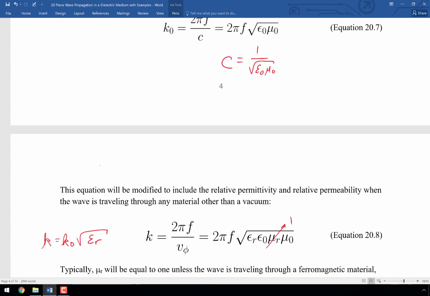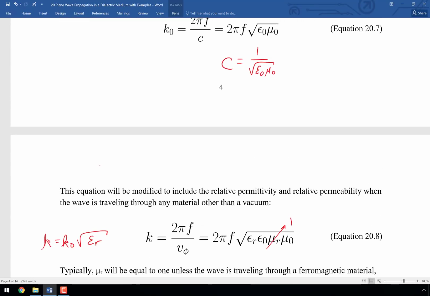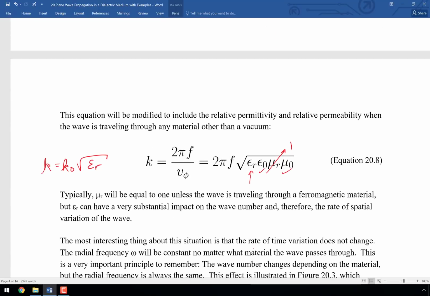Because if you look back up here at equation 20.7, there's a 2 pi f, and in 20.8 there's a 2 pi f. In 20.7 there's a square root of epsilon 0 mu sub 0, and in 20.8 there's a square root of epsilon 0 mu sub 0. The only thing that's different is the square root of epsilon r. Now epsilon r is always greater than or equal to, I said 0, it's greater than or equal to 1. And so therefore we know that k is going to be increasing. So as epsilon r increases, k is also going to increase. So the wave number in a dielectric material will be higher than the wave number in free space.